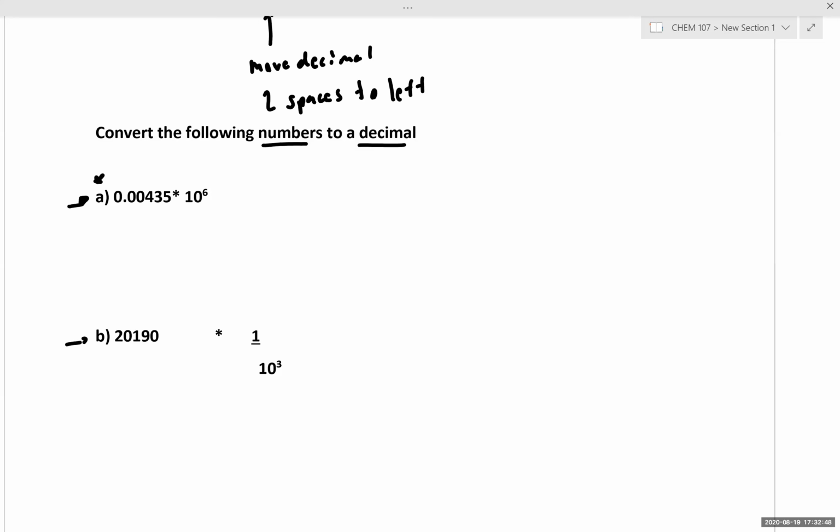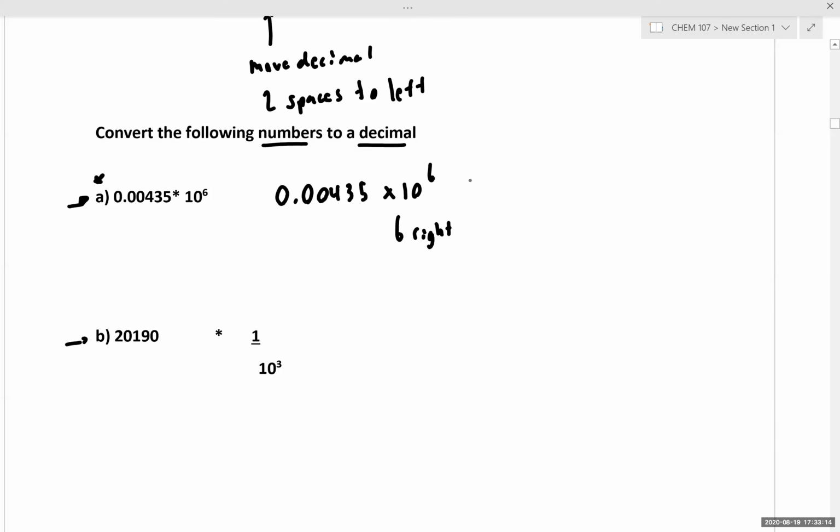So let's look at this first example, and I'm going to show you two methods. The first is the method that we've seen very commonly. A second method is known as the addition method. So first and foremost, we have 0.00435 times 10 to the 6th. Okay, so this 10 to the 6th is telling us that we move our decimal 6 spaces to the right.